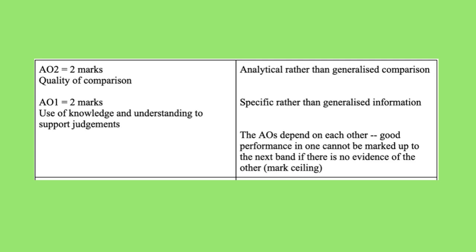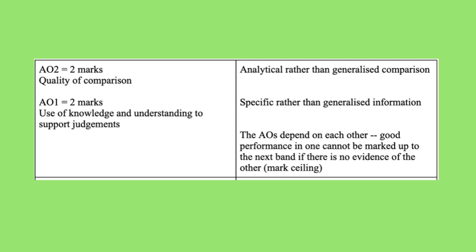But we do know that 2 marks are awarded for AO2, which is the quality of your comparison. So that means that you need to be analytical rather than generalised. By that we mean you need to explain your thinking, not just stating that there are differences or similarities, but why there are differences or similarities, or the significant differences and similarities.